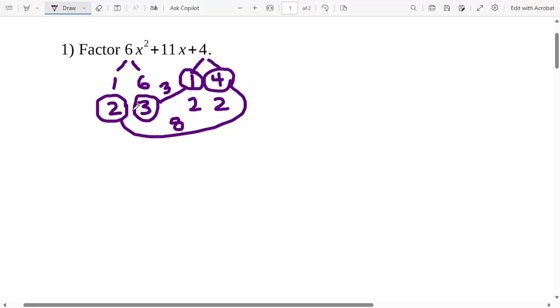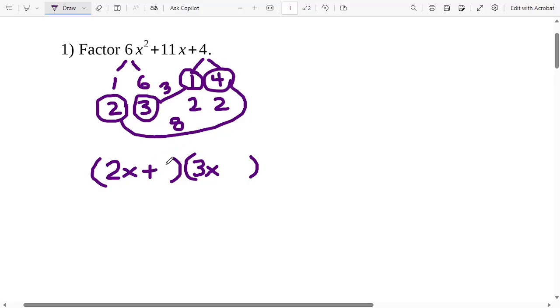Now the factors of a that we find, so the 2 and the 3, those are the coefficients in front of x in factored form, so the numbers in front of x. So I'm going to write 2x here and 3x here. Now to get this to work, I want to multiply the 3x by the 1. So I'm going to put the plus 1 here.